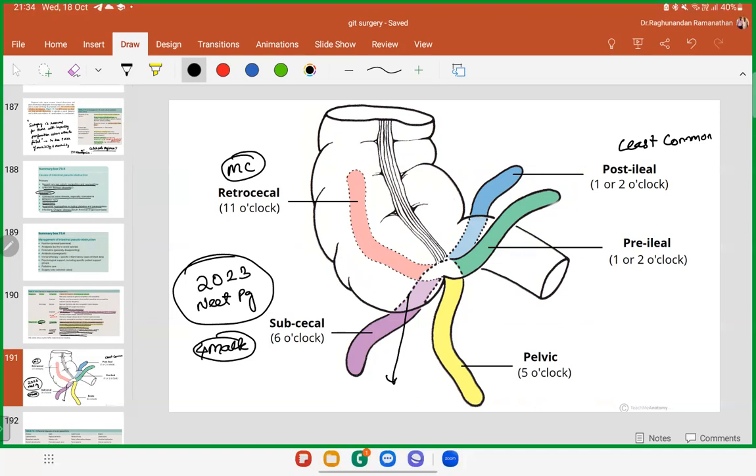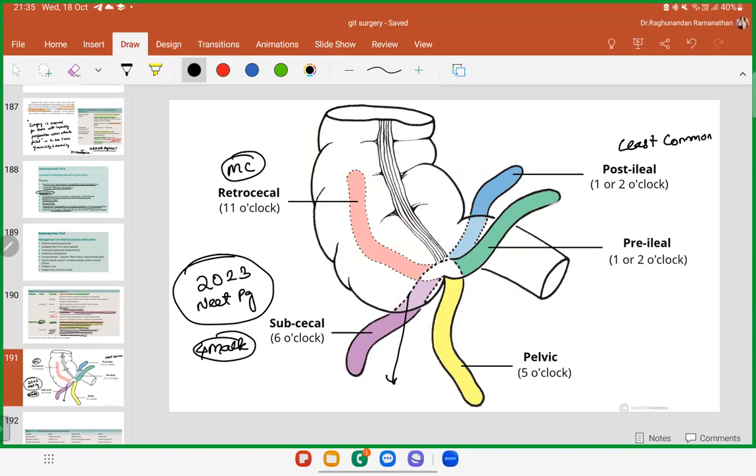Okay, so appendix, it is a vestigial organ. It's a vestigial organ, there is no requirement, but still it plays a major role because it houses bacteria and causes infections. So you have to understand the various positions of the appendix. Most commonly it is retrocecal, behind your cecum. Okay, it's going to be invisible. It's the most common. Then you have subcecal at 6 o'clock position, pelvic at 5 o'clock position. In front of your ileum, you have pre-ileal. Behind your ileum, you have post-ileal. So post-ileal is the least common and retrocecal is the most common.